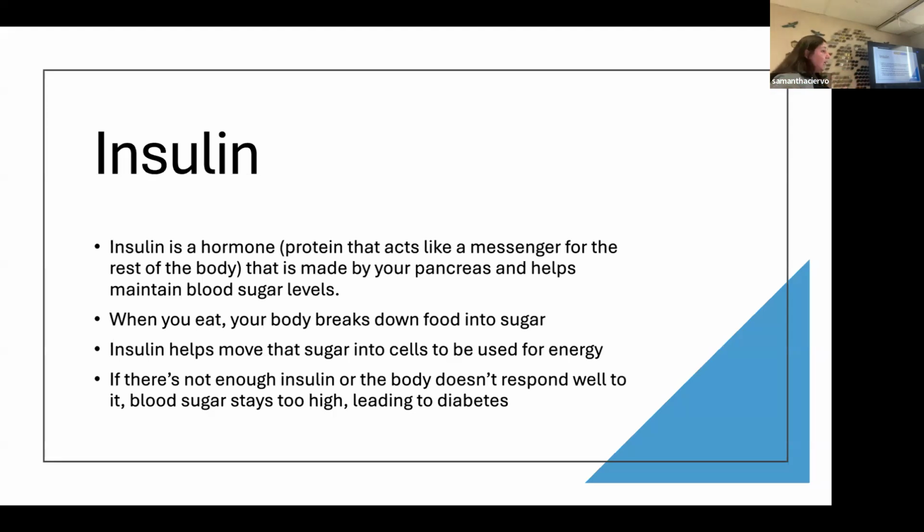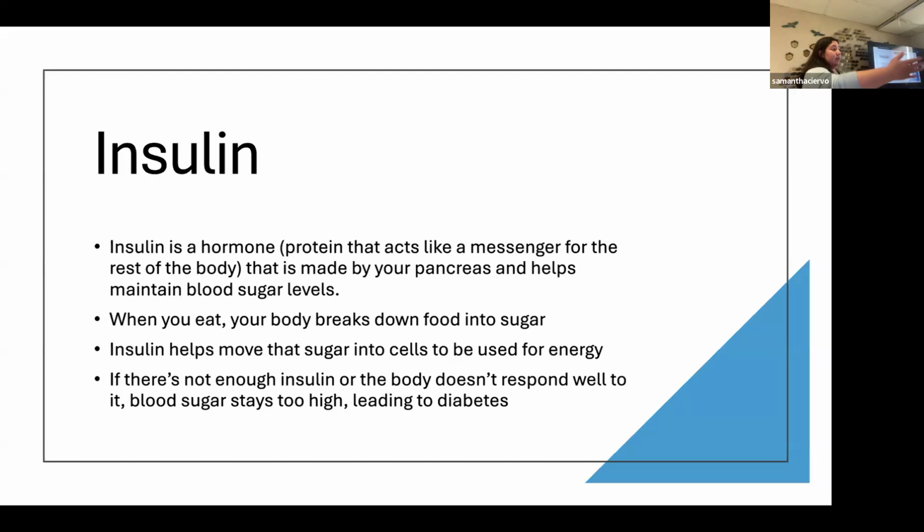Okay. So when you eat, your body wants to use that food for fuel, right? It breaks down, but it needs to get into your cells to actually be used as power, as fuel. Okay, so insulin helps the sugar move into the cells and be used for energy. If there's not enough insulin, then what happens? What do you think happens if you don't have enough insulin?